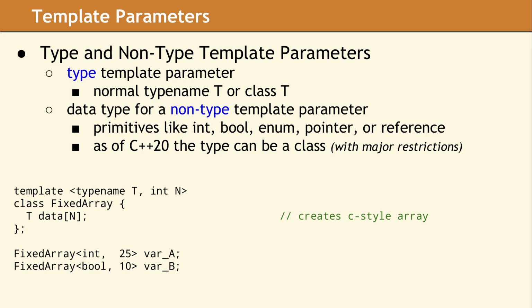Only a small set of types are allowed for non-type template parameters. The most common ones are int, bool, and enum data types. In C++20, the rules were expanded to allow double and float as well. A user-defined class or structure can sometimes be used for a non-type template parameter, provided it meets a strict set of requirements defined in the standard.